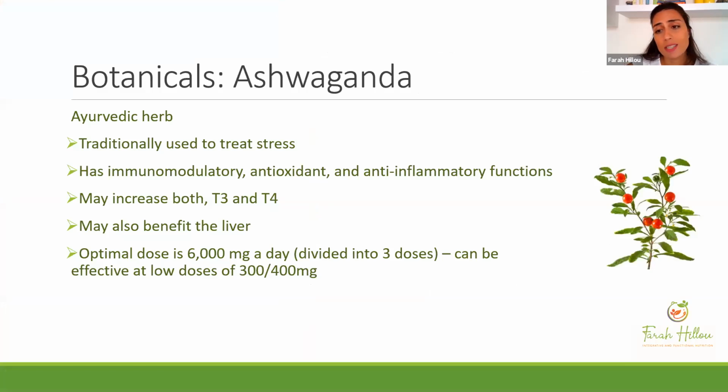Certain botanicals, for example ashwagandha, are very commonly used for individuals with thyroid conditions. It's an Ayurvedic herb that has traditionally been used to treat stress. It has an immunomodulatory effect, or can really help balance the immune system. It acts as an antioxidant and has anti-inflammatory functions, and it can increase T3 and T4. But just one word on ashwagandha: if you have thyroid autoimmunity, ashwagandha is considered a nightshade. So again, it's best to work with someone who's familiar with, let's say, functional medicine to really assess if you could benefit from ashwagandha or not.